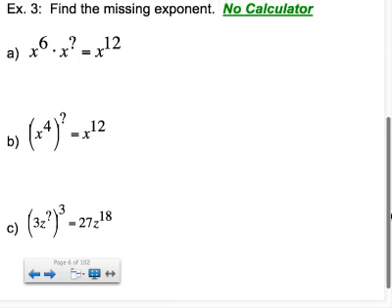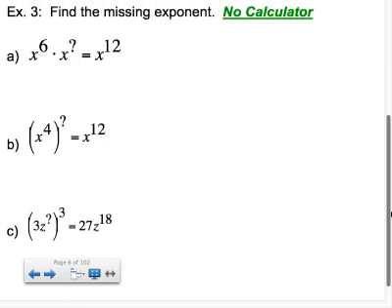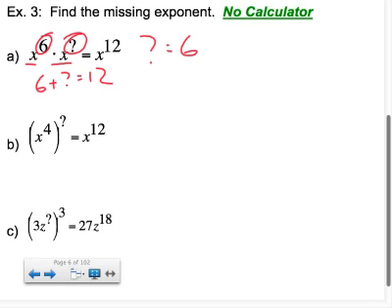Okay, and then finally, example 3, it says find the missing exponent. So we're just kind of applying this a little bit. So understand what you have to recognize here is since I'm multiplying, I would take this exponent and that exponent and add them. Okay, so in other words, 6 plus the question mark would have to equal 12. Well, that makes the question mark 6, right? That would be the missing exponent.